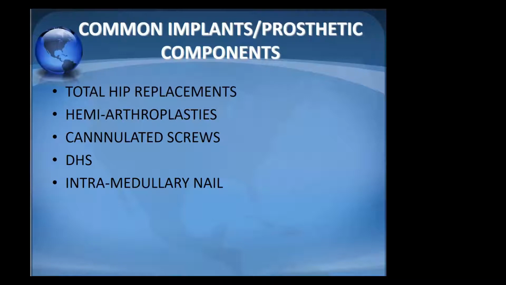What you should know: there are some common implants and prosthetic components that you will see during your stay with us as registrars and then as consultants. They include total hip replacement, hemiarthroplasties, the cannulated screw, and the DHS. I left aside intramedullary nails because they are actually femoral shaft and femur rather than hip replacement, and have little to do with the hip joint.